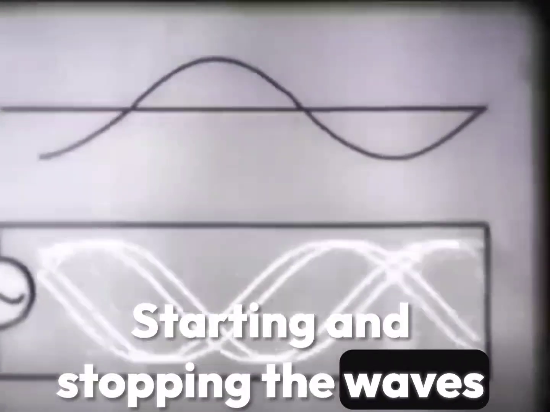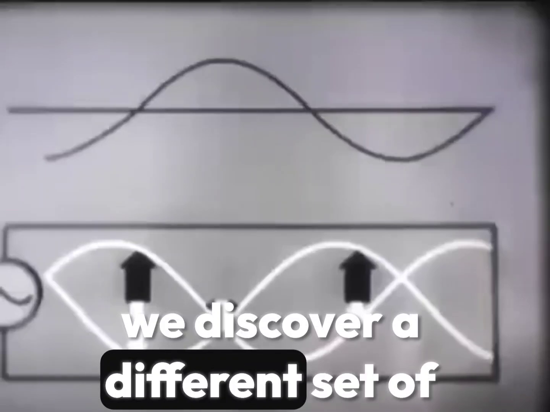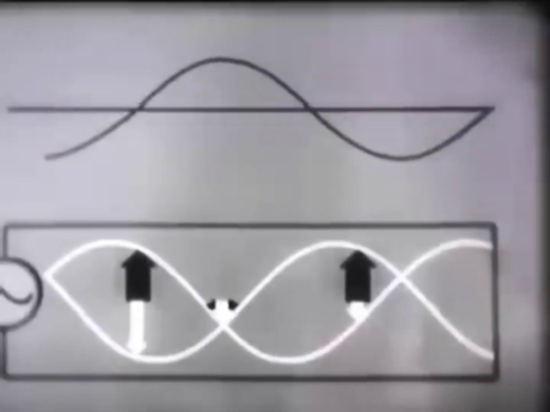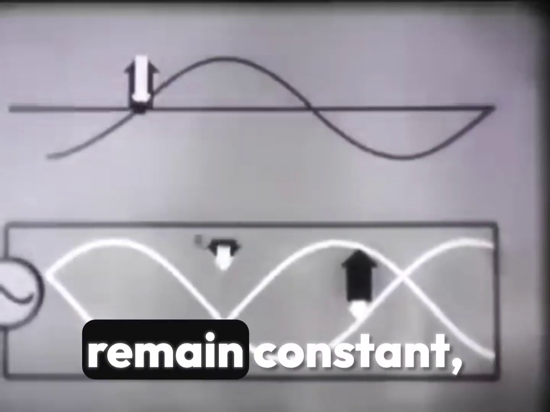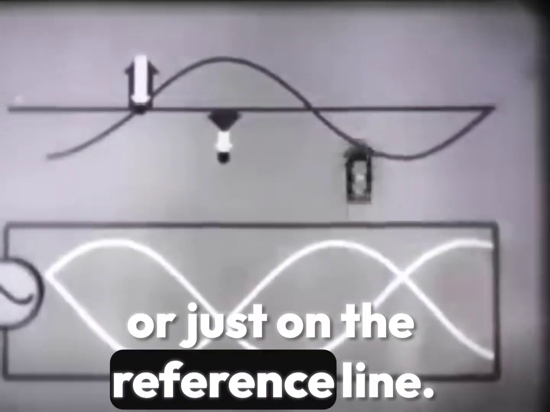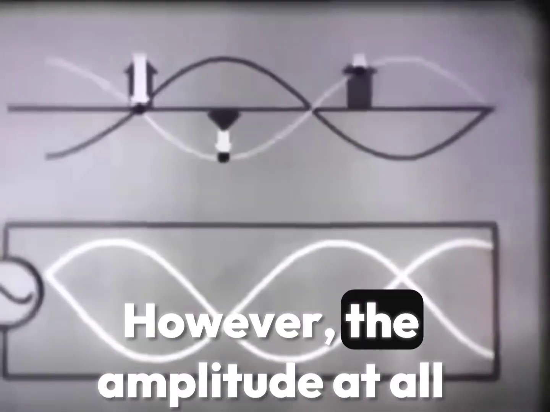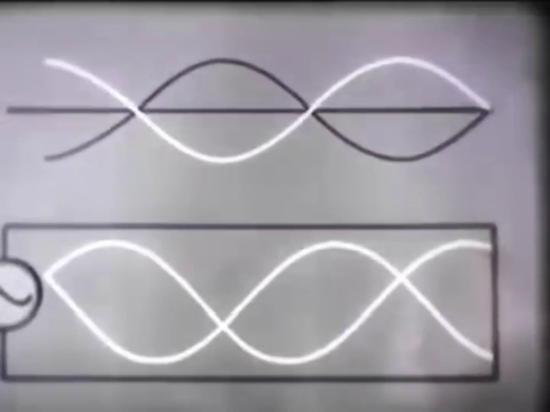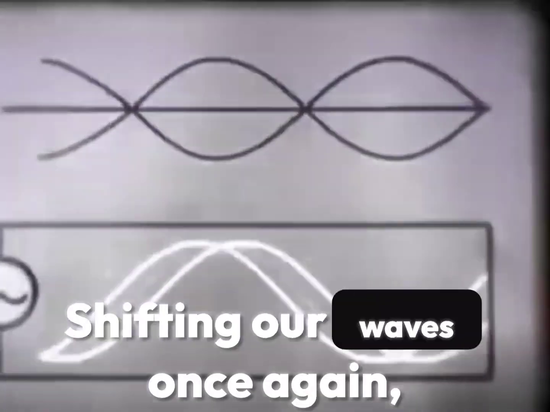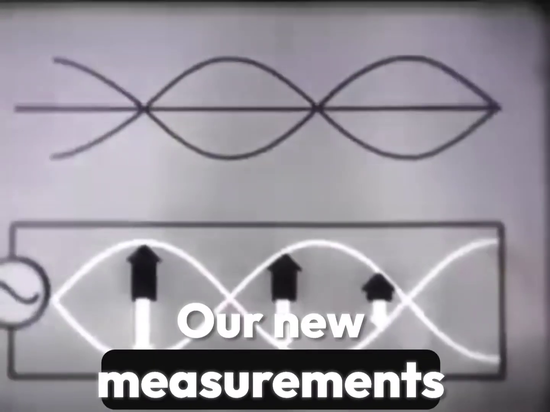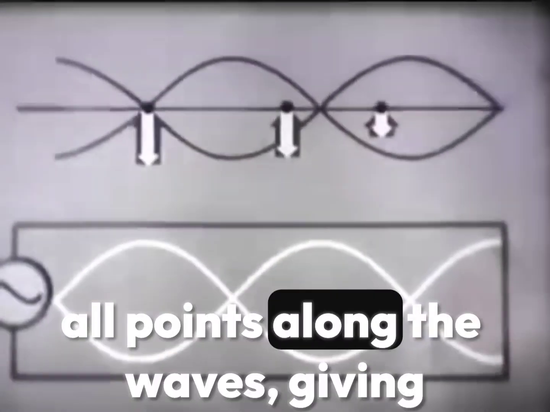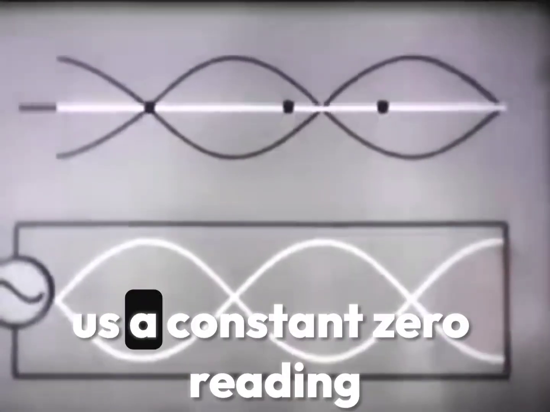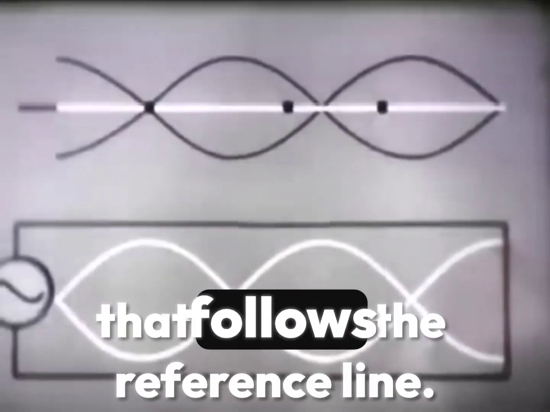Starting and stopping the waves again, we discover a different set of values for the standing wave. Only the zero amplitude points remain constant, or just on the reference line. However, the amplitude at all other points has changed. Shifting our waves once again, our new measurements show that the positive and negative arrows cancel each other at all points along the waves, giving us a constant zero reading that follows the reference line.